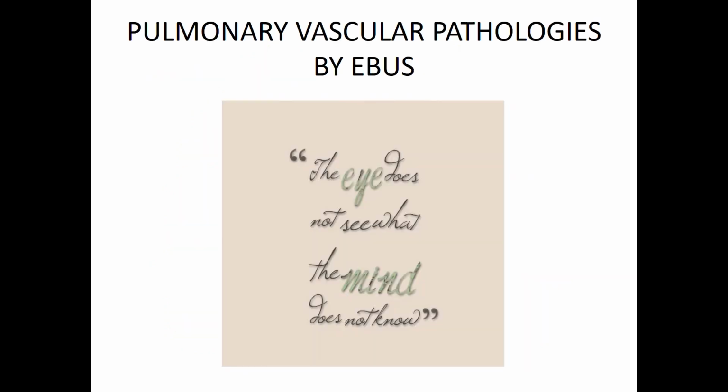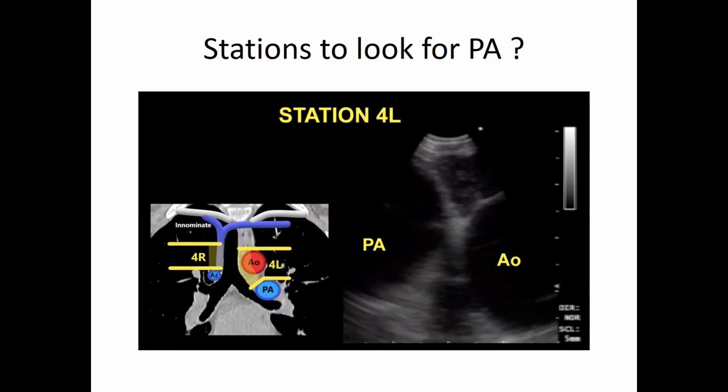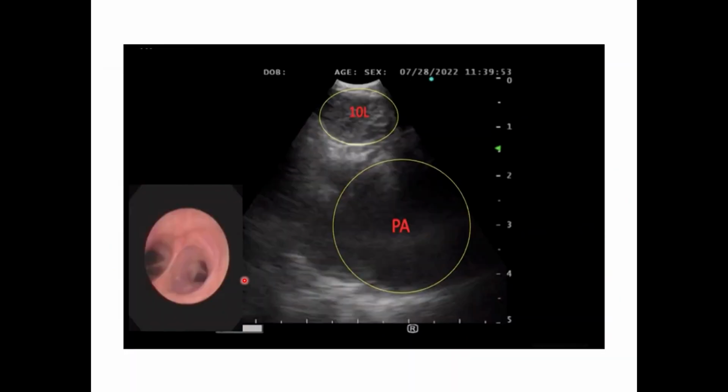Now, I will cover my talk initially on the pulmonary vascular pathology, and in the second part I will focus on the mediastinal cyst. To know about the pulmonary vascular pathology, you need to be aware of the windows through which we will see the pulmonary vasculature. I will not go into the details of the anatomy because it has been discussed already across the 2 days. As we all know, station 4L, station 10R and station 10L are the windows through which we will see the pulmonary artery.